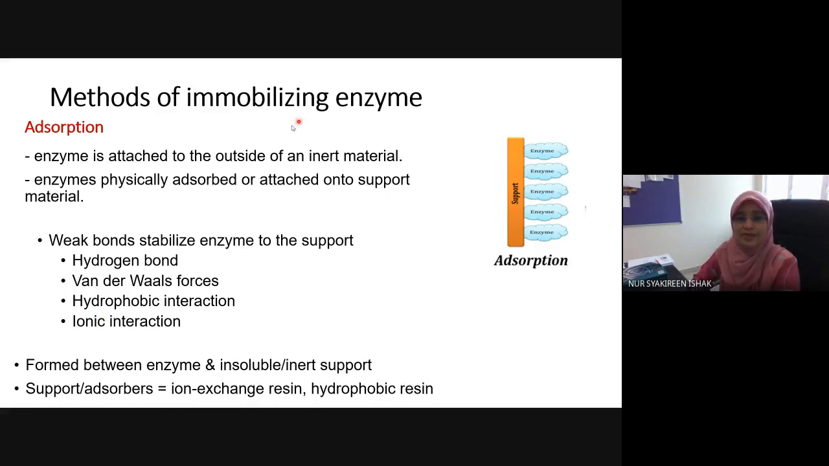So you have several methods of immobilizing enzymes. The first one is adsorption. So you have the support here, and you will attach the enzyme to the support through weak bonds. You can have hydrogen bonds or van der Waals forces or hydrophobic interactions or ionic interactions that are formed between the support and the enzyme. So the enzymes are attached to the support by weak interactions or weak bonds.